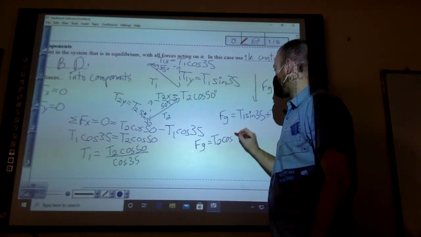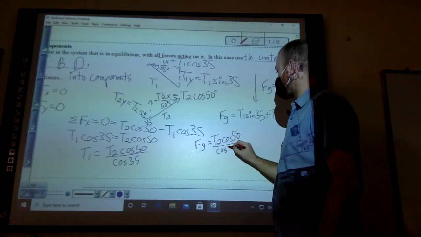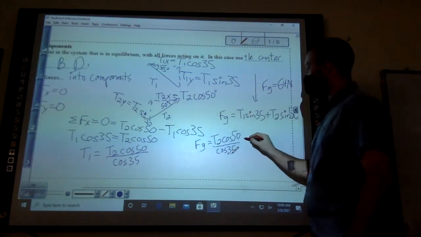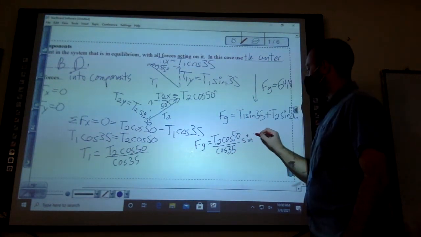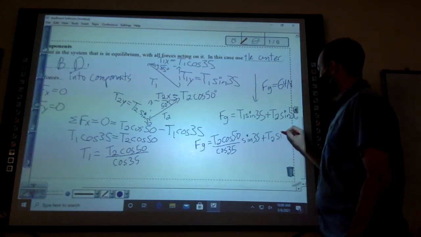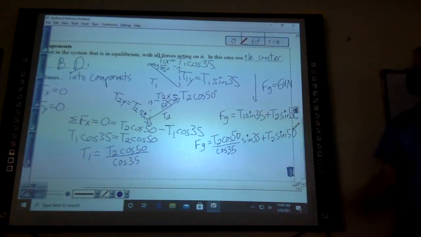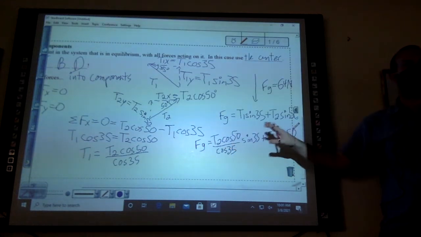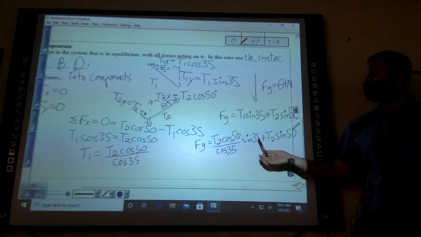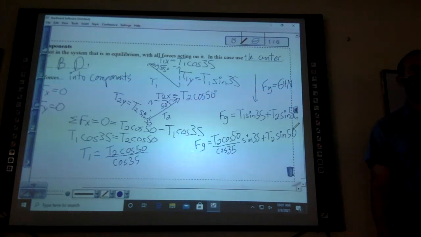T2 cos 50 over cos 35 times, because don't forget T1 times sine 35 plus T2 sine 50. By now, I sure hope you're comfortable with something like this. This should not freak you out by now. Why? Cos 50 is a number, cos 35 is a number, sine 35 is a number, sine 50 is just a number. That's all those are.